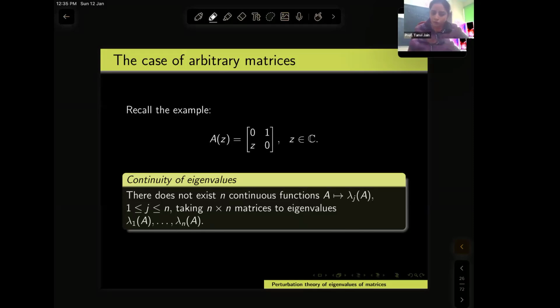Here it's a reminder for you of where we started, that the eigenvalues in general are not even continuous. So I should not be optimistic. Obviously, I cannot talk of the distance or so and so. So then for arbitrary matrices, we will be looking more at the continuity of eigenvalues.